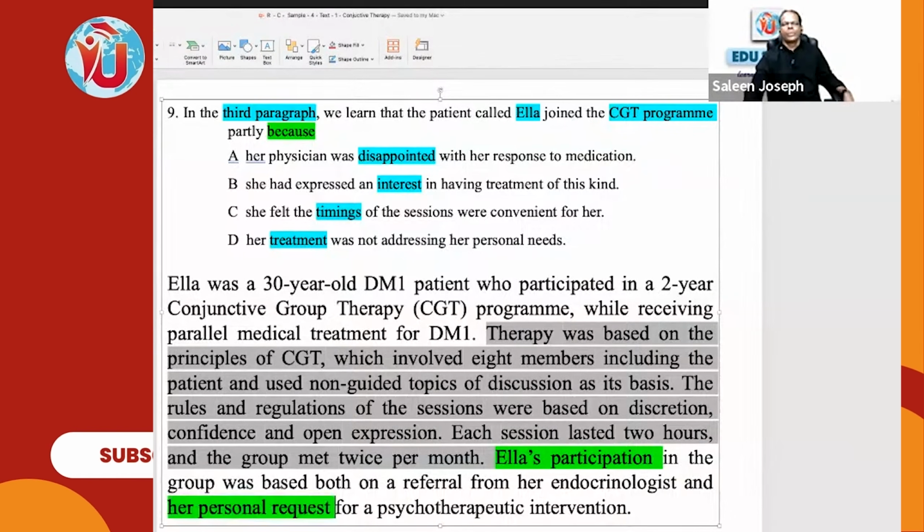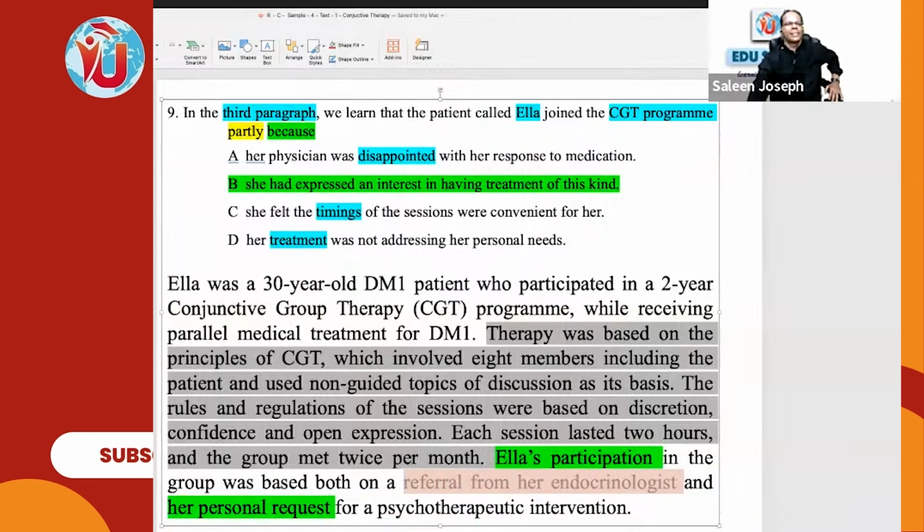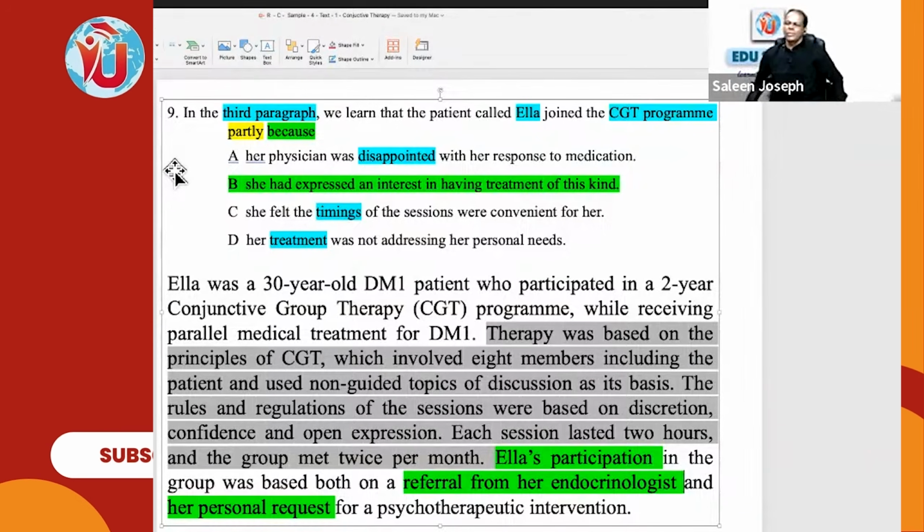What does it say? Any option? Interest. B, yeah. She requested personally, so the option is B. So clear. It says partly because, why partly? Because her endocrinologist referred her. Both are the reasons: the endocrinologist referred, plus her own request. So partly because: 50% interest, 50% doctor's referral.